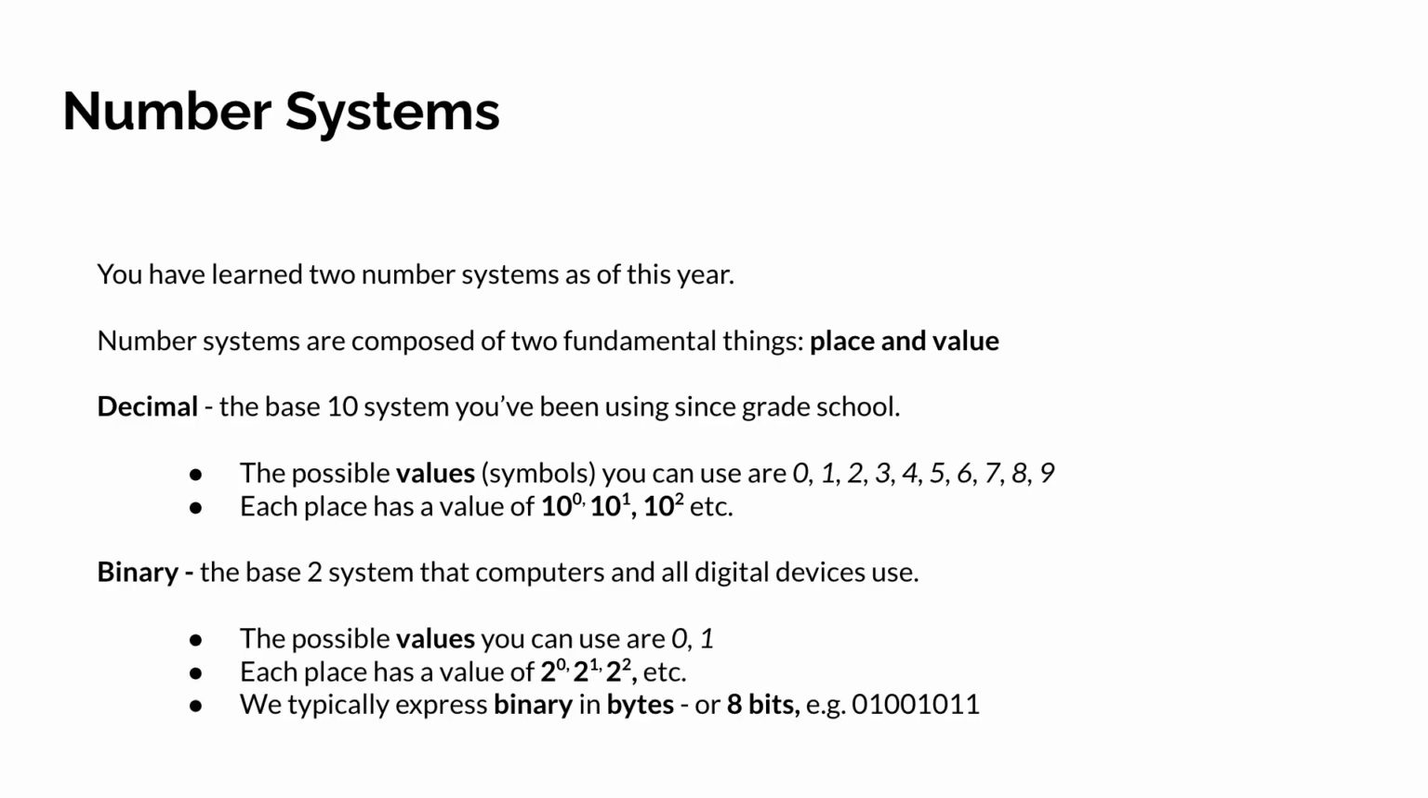We've also learned about the binary system, and that's the base 2 system that computers and all digital devices use. The possible values we can use are 0 and 1. Each place has a value of 2 to the 0, 2 to the 1, 2 to the 2, all the way up to infinity. So we can represent any value, any quantity, with the binary system. That's why it's so powerful, and it's easy to interpret by computers because it's only zeros and ones. We typically express binary in terms of bytes. That's 8 bits together. An example of a byte is 0100 1011. In decimal, that would be 64 plus 8 plus 2 plus 1, which would be 75.